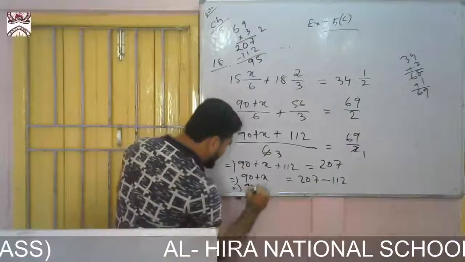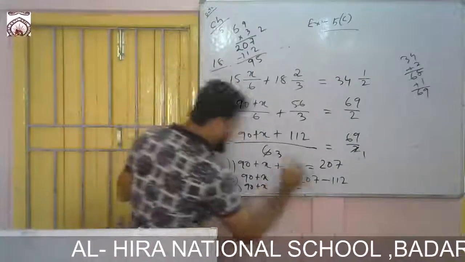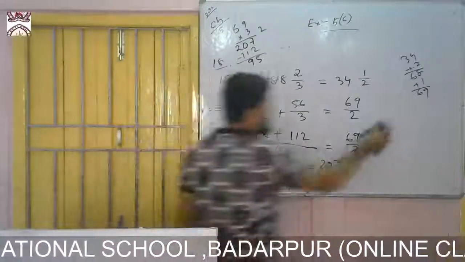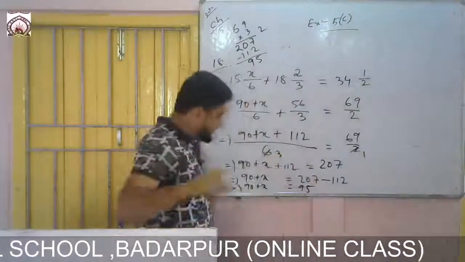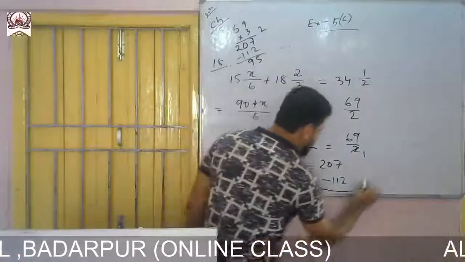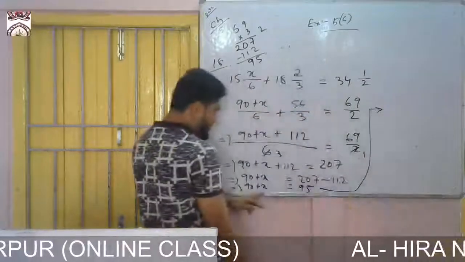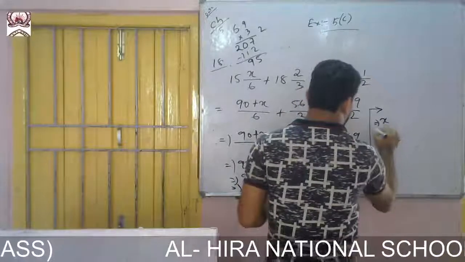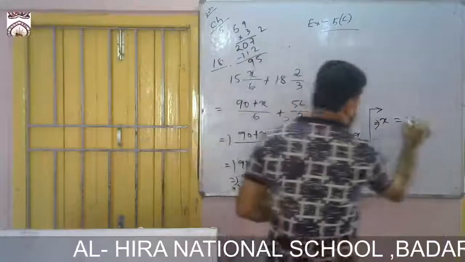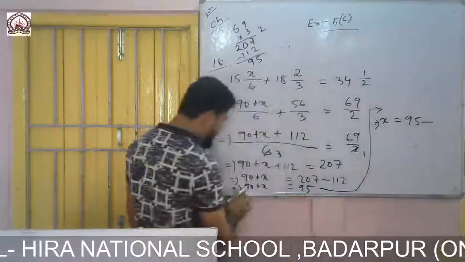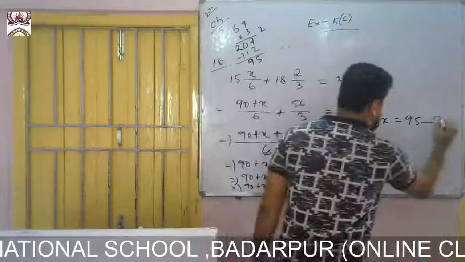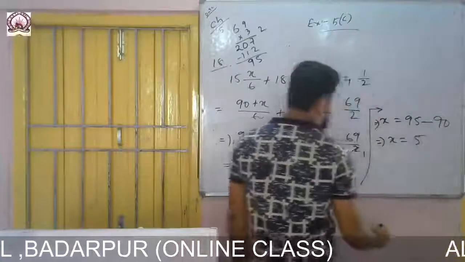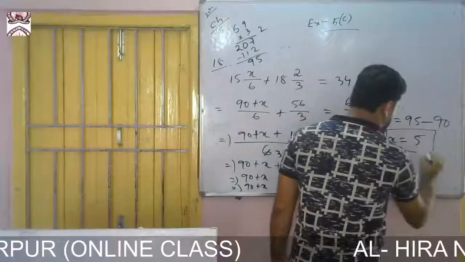So 90 plus x equals to 95. Now come on that side. So x will be 95 minus this 90. Here it is plus, so if we transfer to right side, it is 90. So x equals to 95 minus 90, it is 5. So that is the required answer of x.